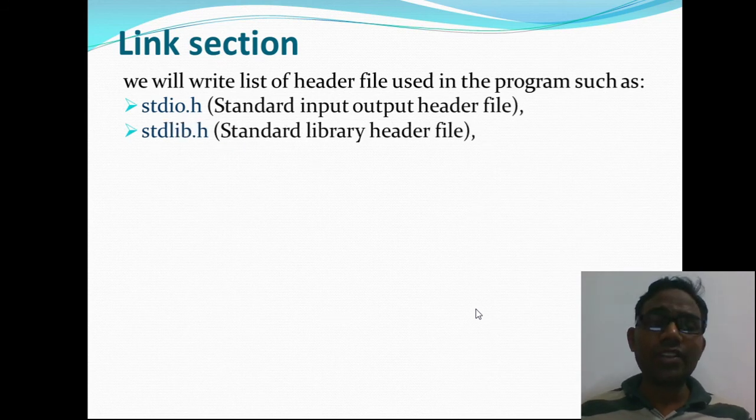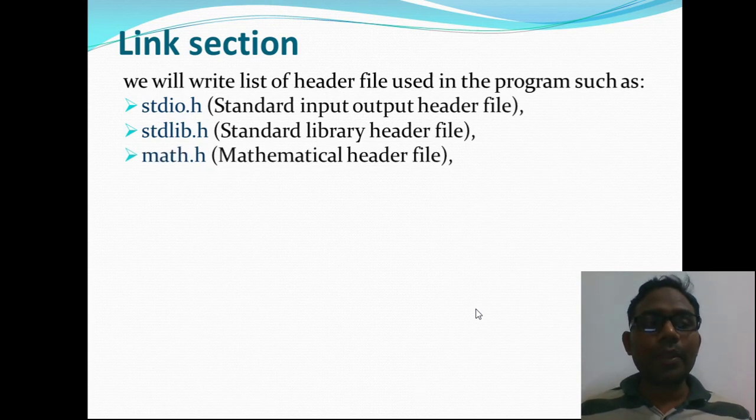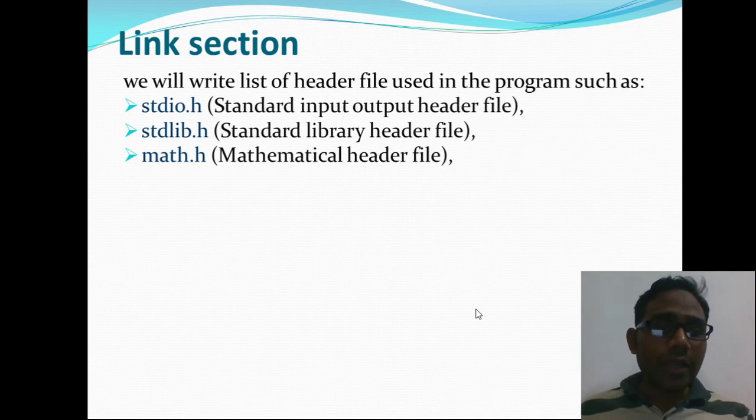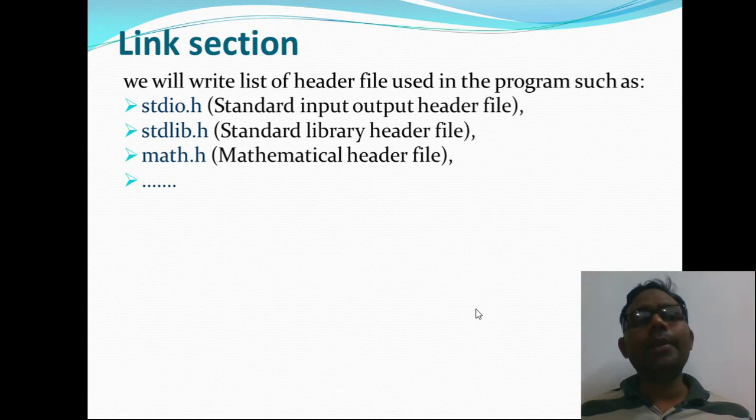For example, stdlib.h is the standard library header file where you will have a set of functions. Then math.h, where all the mathematical functions are already pre-written. For example, you may want to find the cos value, tan value, sine value, power, etc. And many more header files are there in C. Depending on your requirement, you can include them.